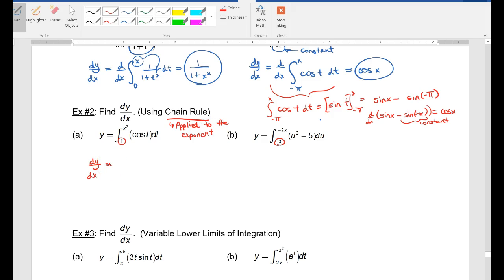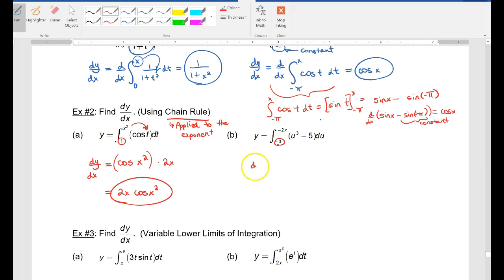So let's take a look at what happens. So we end up taking the x squared. Okay, so similar to the last one, when we do the derivative, we're going to replace t with the upper bound, which is x squared in this case, times the derivative of the exponent, which is 2x. So I just get 2x cosine of x squared. Again, we don't care about the lower bound. We just know that we can apply this if the lower bound is a constant.